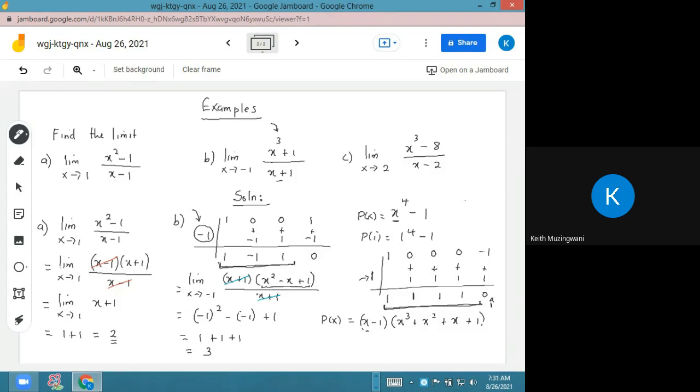So what we did in the numerator is to factorize the polynomial x to the power 3 plus 1 first. So I was trying to remind you of the polynomial.